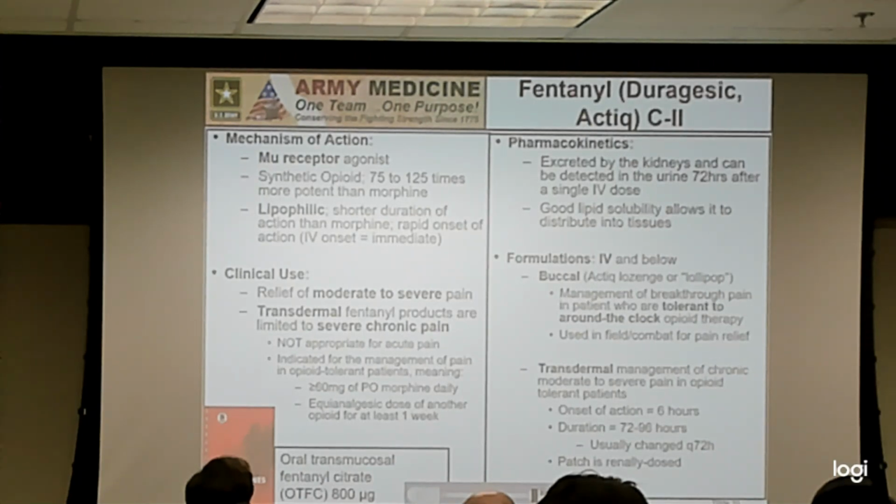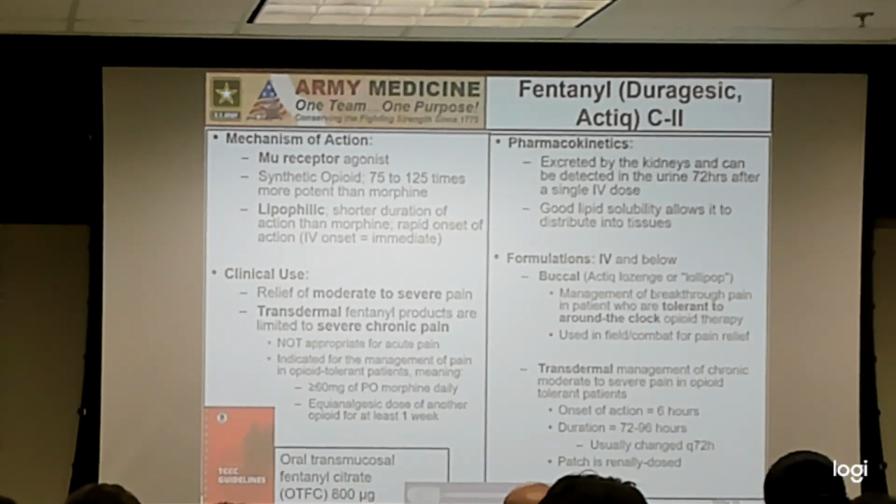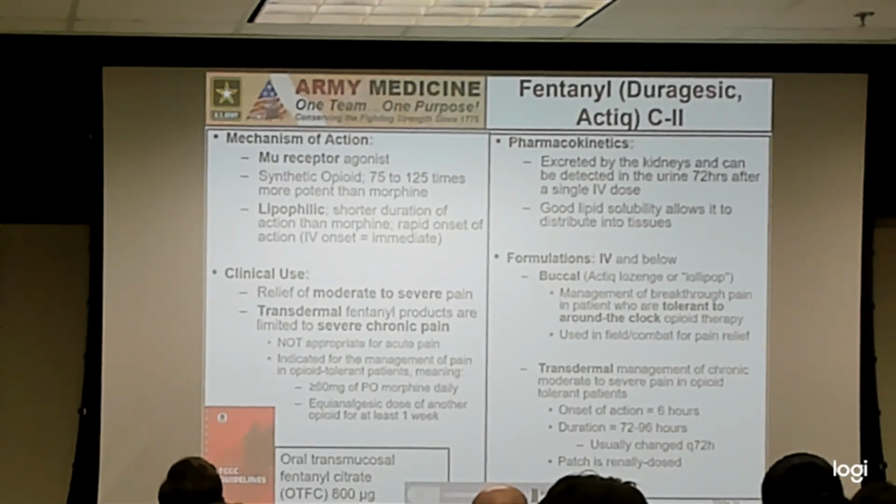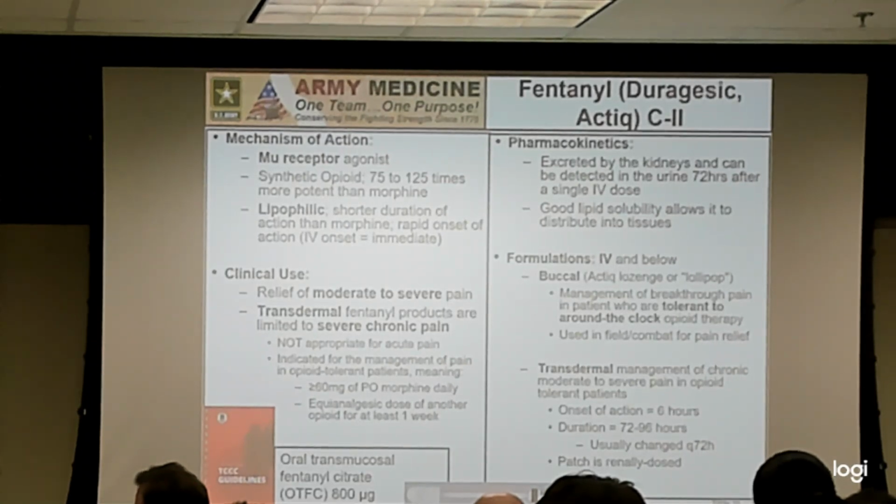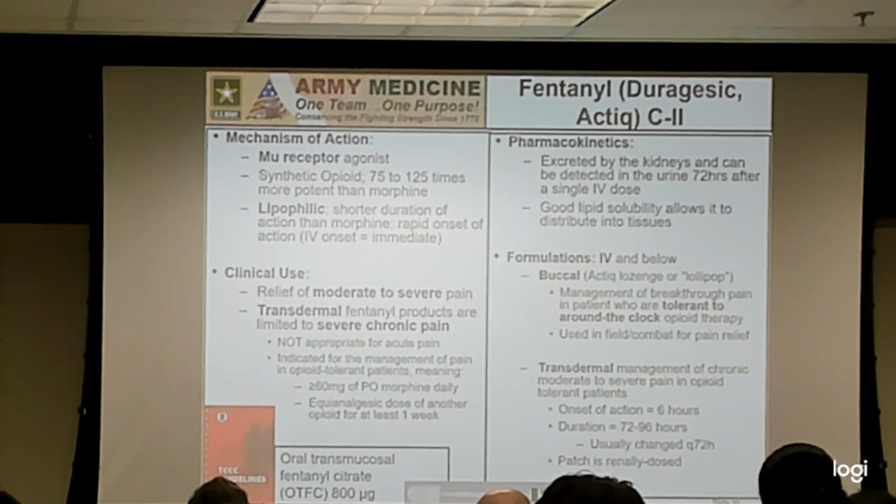And then looking at your IV formulations, just be aware of your patient and their consciousness, okay? Watching what they're doing. Your lollipop, when it's talking about the buccal, you can use it in acute pain. It's not ideal stateside to use it for acute pain. But if they're tolerant to their around-the-clock pain management, then you'll want to give them this to help with that breakthrough pain. So it's more of a PRN type of medication for them.